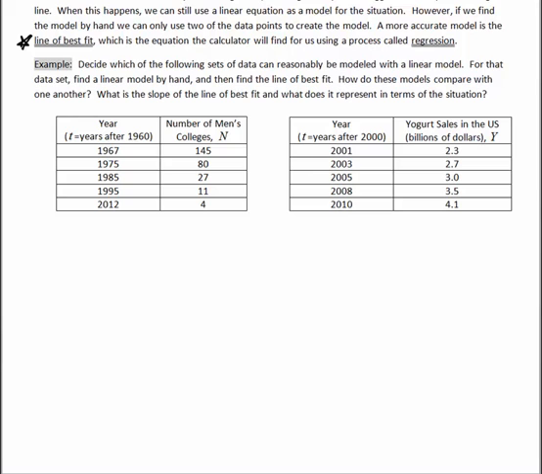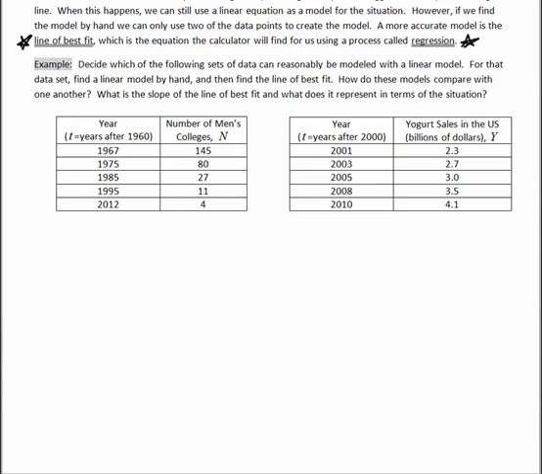The line of best fit is actually something the calculator does for us using a process called regression. Although these points won't lie exactly on a line, the calculator will find the line that comes closest to all of the points using this process. So let's take a look.